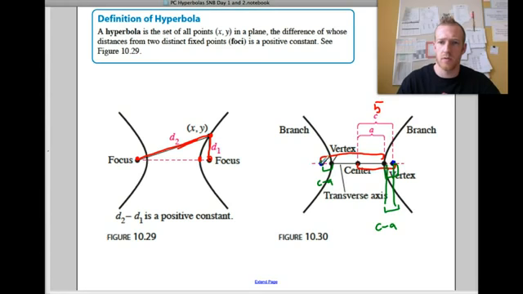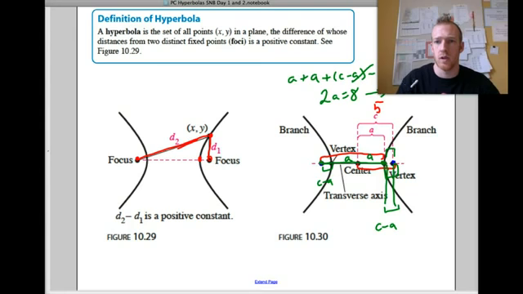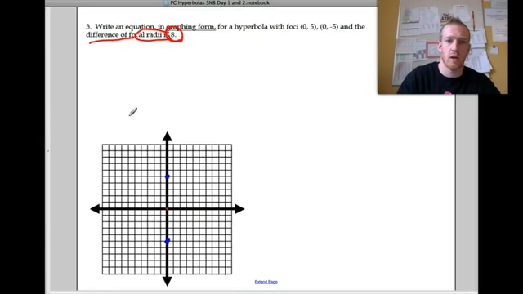So from this focus all the way to here, that's our D1, that's going to be a plus c minus a. And then we're going to subtract this distance here, minus c minus a. And that's all equal to 8 because the focal radii difference is 8. That simplifies, something minus itself cancels out, so we have 2a equals 8. So a equals 4.